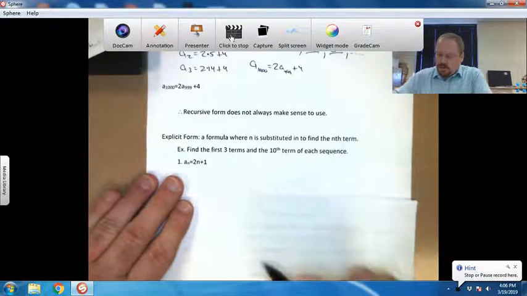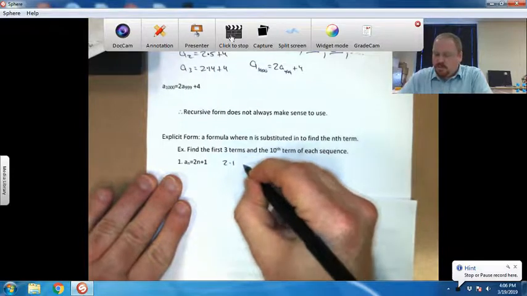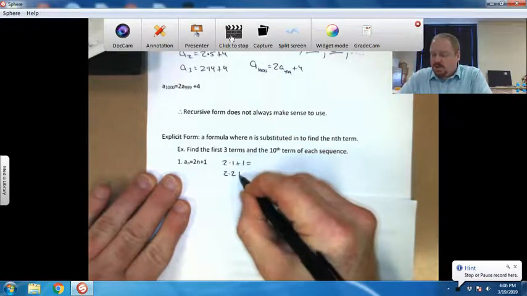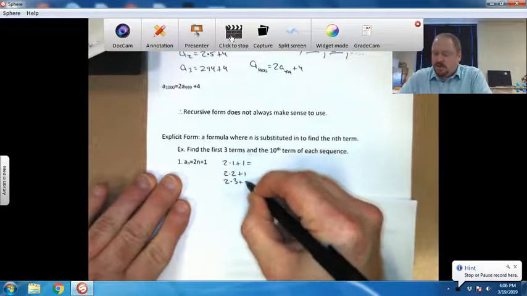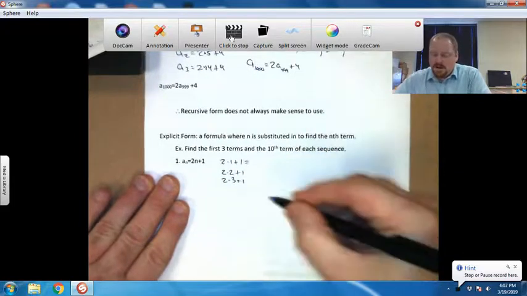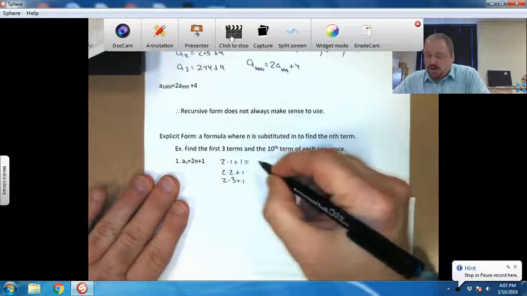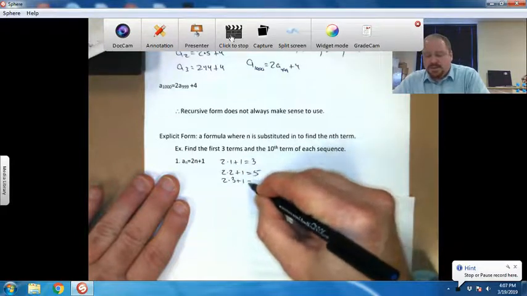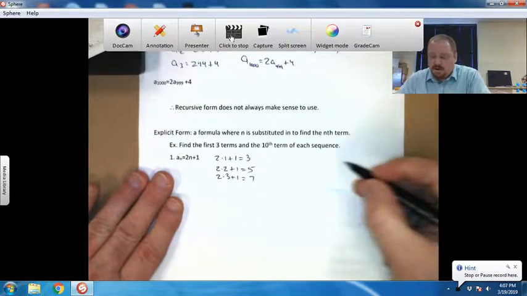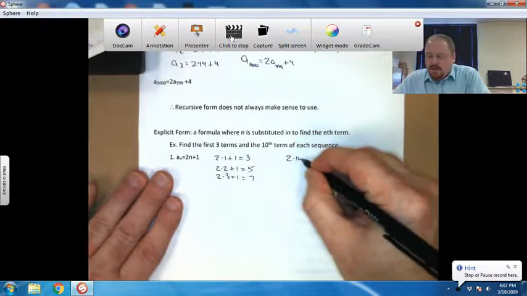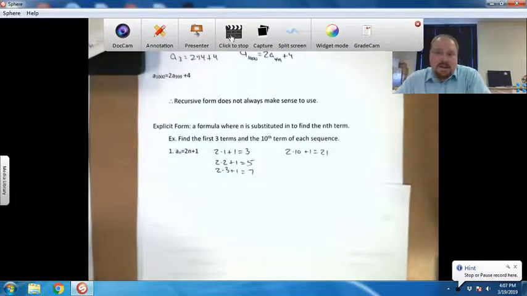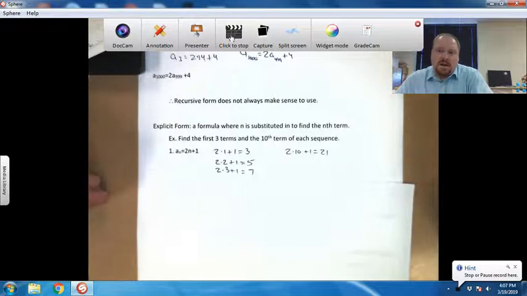So, first term, so 2 times 1 plus 1. To get the second one, it's 2 times 2 plus 1. To get the third, it's 2 times 3 plus 1. So not bad. So 2 times 1 is 2, plus 1 is 3. 2 times 2 is 4, plus 1 is 5. 2 times 3 is 6, plus 1 is 7. And to get the 10th term, I'm going to do 2 times 10 plus 1, which is 21. That's not bad. That's just a matter of maybe having a little bit of help with the calculation on a calculator. Not too bad.